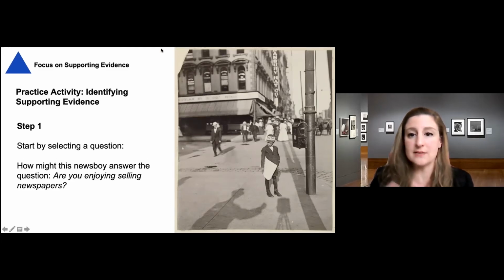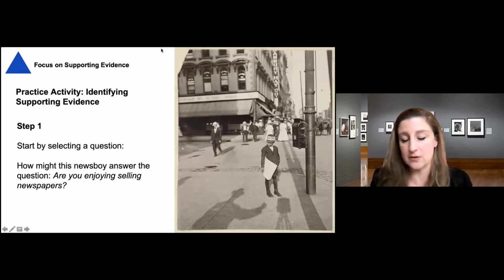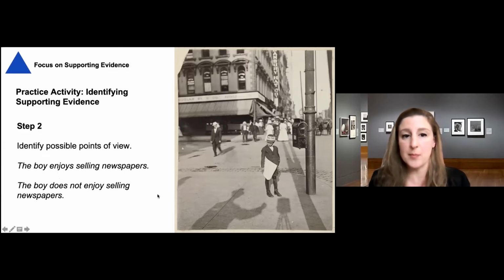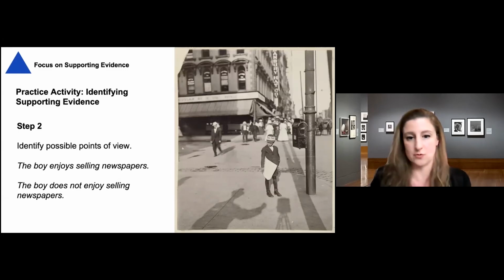You could start by selecting a question that connects to the work of art that you've chosen to look at. For example, it might be, how might this newsboy answer the question, are you enjoying selling newspapers? I haven't made it a simple question. It's a question that you can look for a lot of details to formulate an answer for, and that's on purpose. Then you can identify possible points of view. In this case, it's not too complicated. Probably you either think that the boy would say that he enjoys selling newspapers, or that he probably would say that he doesn't enjoy it.